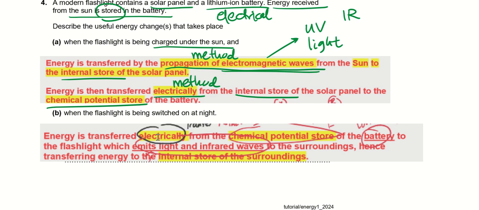So this energy is transferred electrically from the chemical potential store of the battery to the flashlight, which then emits light and infrared waves to the surroundings. Therefore this is actually transferring the energy to the internal store of the surroundings. It went out of the battery to the flashlight, and then it got transferred to the internal store of the surroundings. So you should always try to write down the method, the transfer pathway, and also the store. And with the store, where the energy is being transferred, you need to identify the owner of the store.